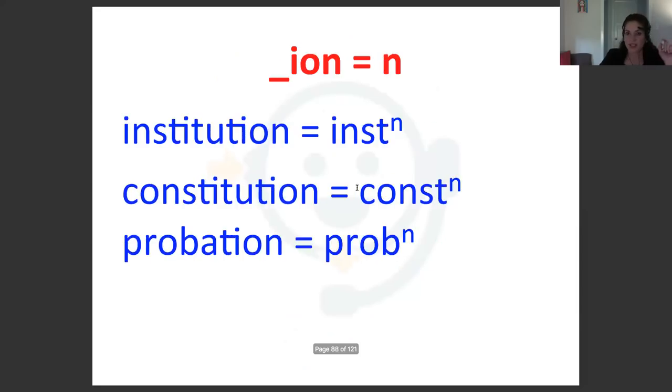Another very common suffix is words that end in -tion. It can be -ssion, or it can be -tion with a T-I-O-N, or it can be -sion with an S. So there's different ways, as long as it ends in that I-O-N, okay? So when you have a word like institution, you would take those first few letters, I-N-S-T, and you would superscript just the letter N. And the letter N stands for -tion. Same thing with constitution. We're just saying C-O-N-S-T-N, and same thing with probation, okay? Just the superscripted N tells me what it is.